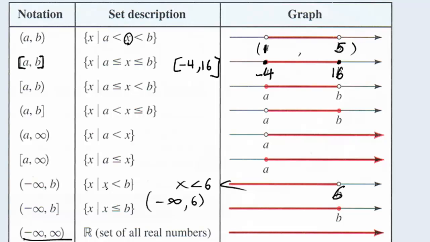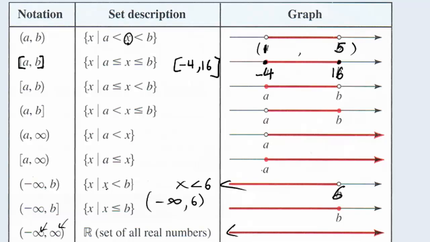And the last one, negative infinity to positive infinity. Now this, again, these two are not numbers themselves. We're talking about the idea that you're going all the way to the left, all the way to the right. Well, then you're talking about the whole number line, and that is the set of real numbers.